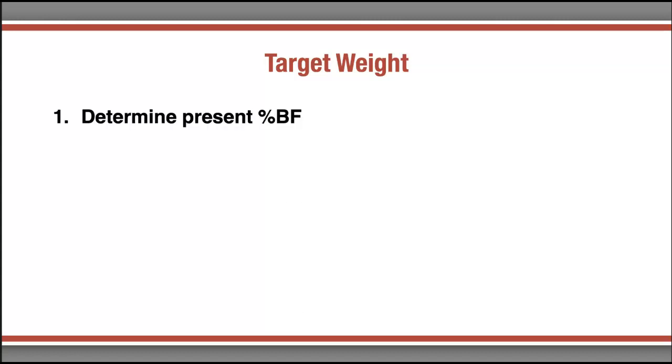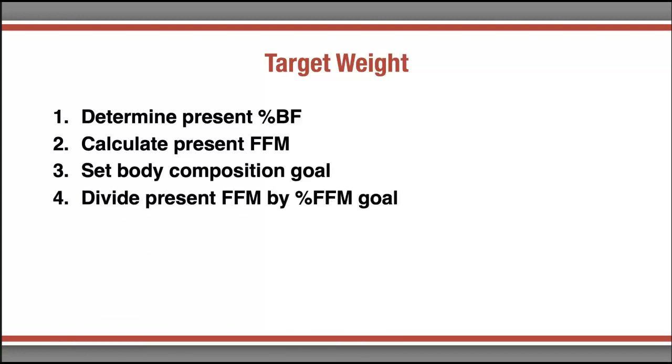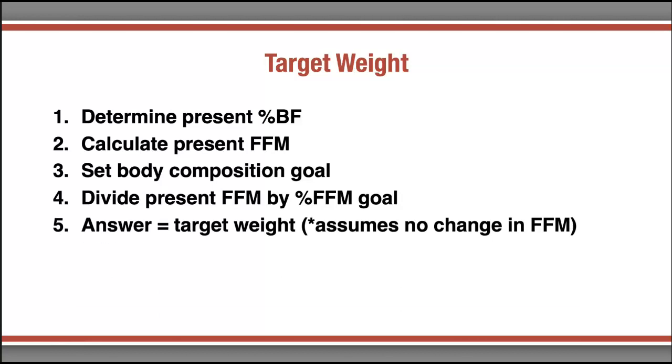So when you determine the present body fat percentage, then you want to calculate the present fat-free mass, and then you want to set a body composition goal. So you want to divide that fat-free mass by the fat-free percentage goal, and that gives you the target weight, assuming there's no change in the fat-free mass.